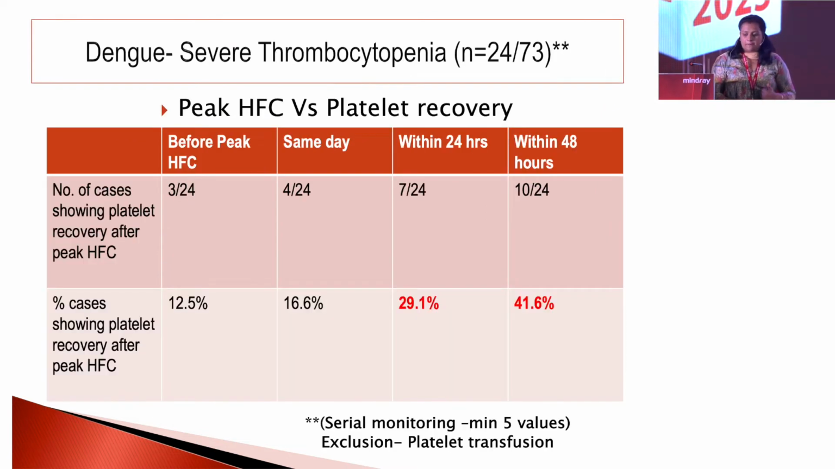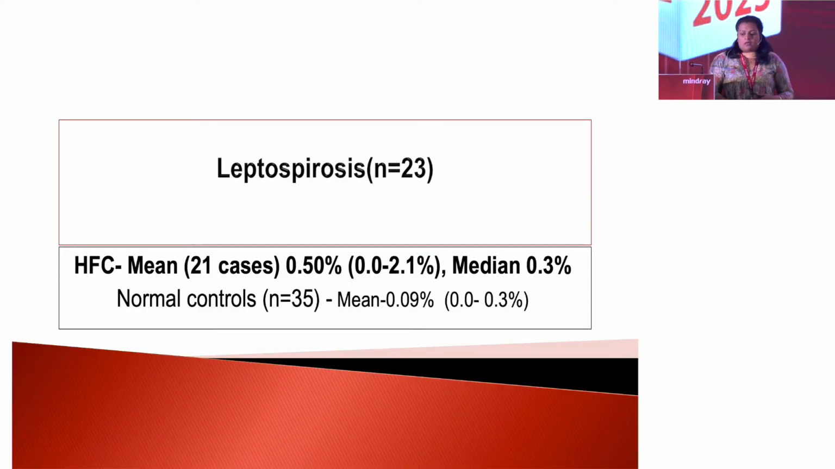and the HFC. Now, out of this 73, we took out a small subset, which is 24 patients with severe thrombocytopenia and had minimum 5 serial values for monitoring to see about the platelet recovery in relation to HFC. And we noticed that most of the cases showed a platelet recovery within 24 to 48 hours. Now, coming to the next group, 23 cases of leptospirosis.